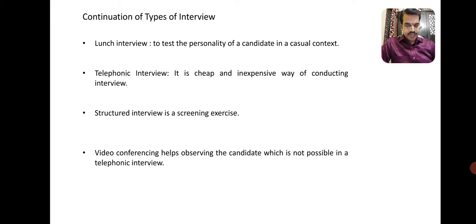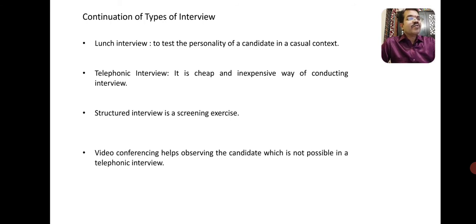Now, in the lunch interview there are so many interesting things. The lunch interview is also a good measurement, even for things related to personal matters, then the table manners, then the values and belief systems of the candidate can also be sort of understood during the lunch interview. So, some pretty interesting things which are very unique to the lunch interview.